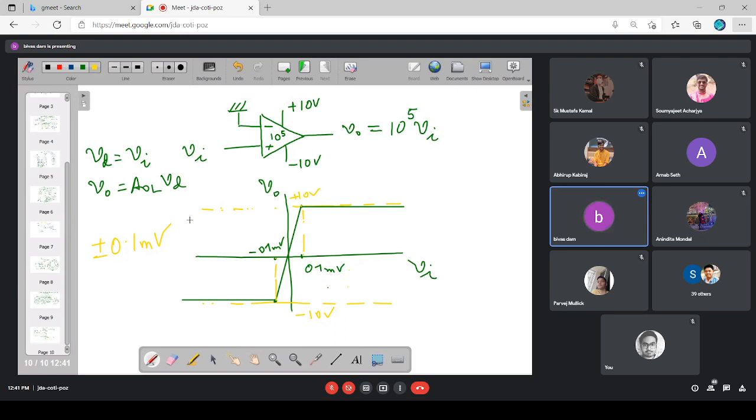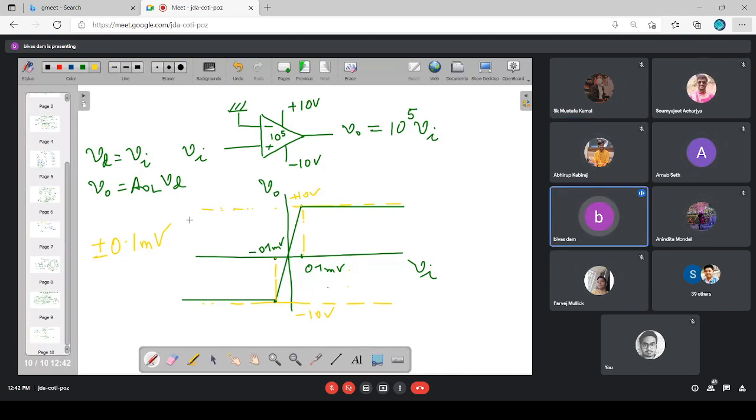As the input voltage range where the op amp is operating in the linear region is too small, this operational amplifier can hardly ever be used as an amplifier. For any device to be used as an amplifier, it must operate in which range? Linear region or non-linear region? Linear range. It must be used in the linear region.